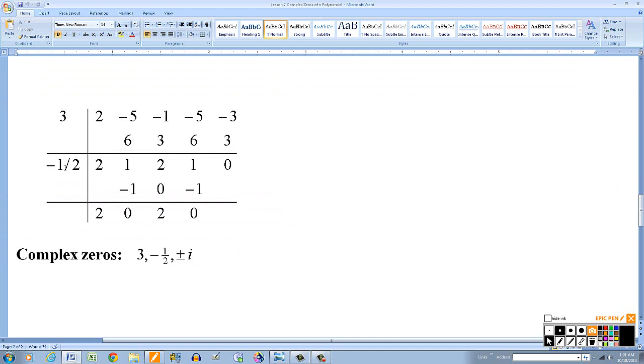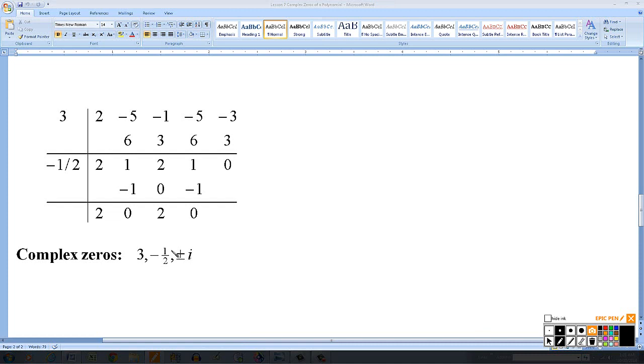Now when I do the synthetic division with negative 1 half, what's left is the coefficients for a polynomial of 2nd degree. That polynomial would be, this is an x squared, and then it goes in descending power: x squared, x, and constants. So what's left is 2x squared plus 0x, since it's a 0 coefficient I just leave it out, plus 2. That's what's left.